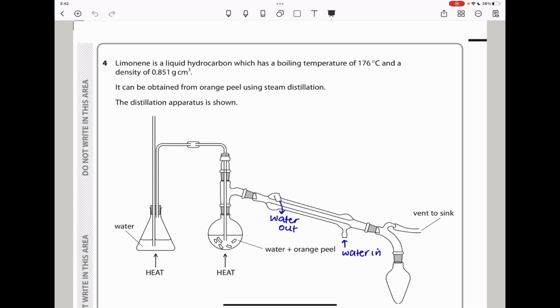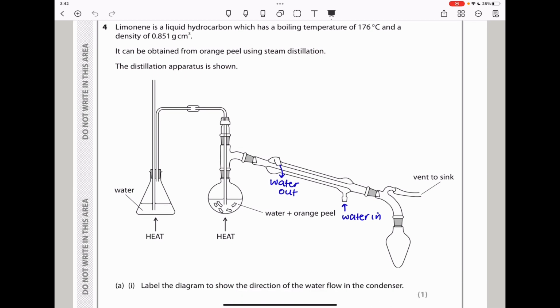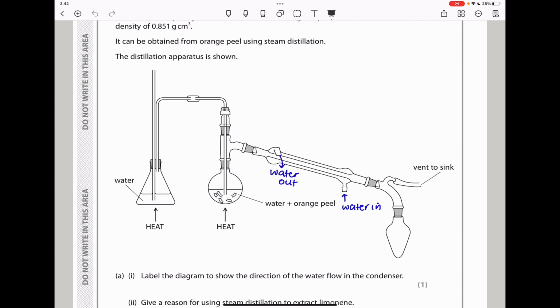Question 4. Limonene is a liquid hydrocarbon which has a boiling temperature of 176 degrees Celsius and a density of 0.851 gram per centimeter cubed. It can be obtained from orange peel using steam distillation. The distillation apparatus is shown. Here we can see the steam distillation setup. Here we have the water being heated into steam, and then the steam goes into here where the mixture is, and then the evaporation will occur into the condenser.